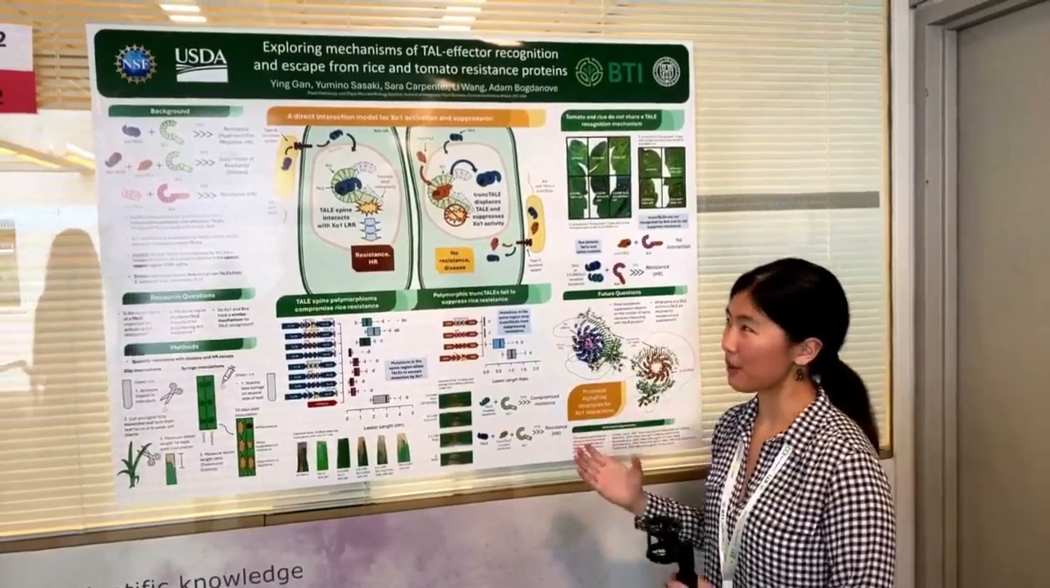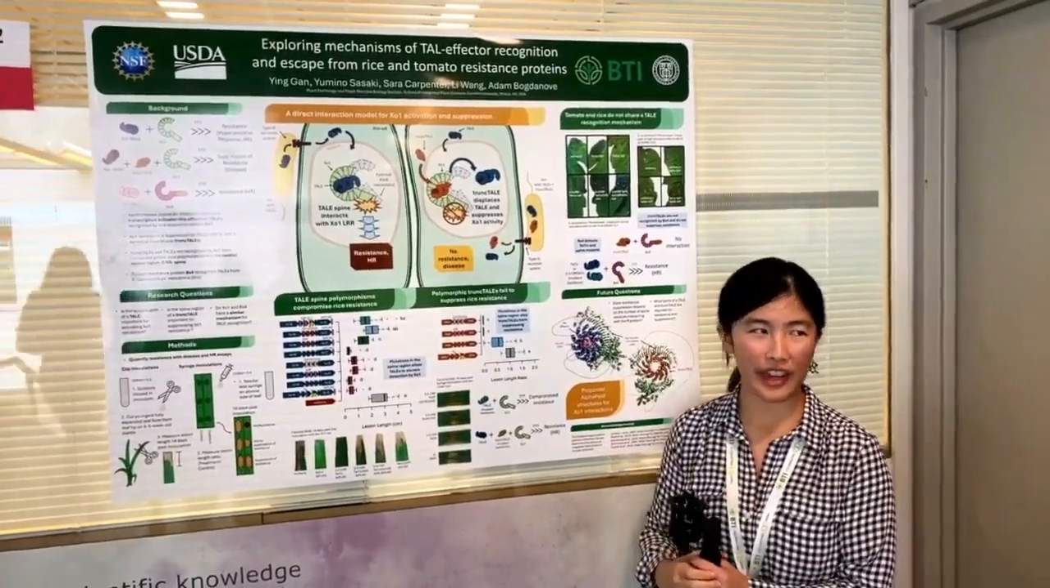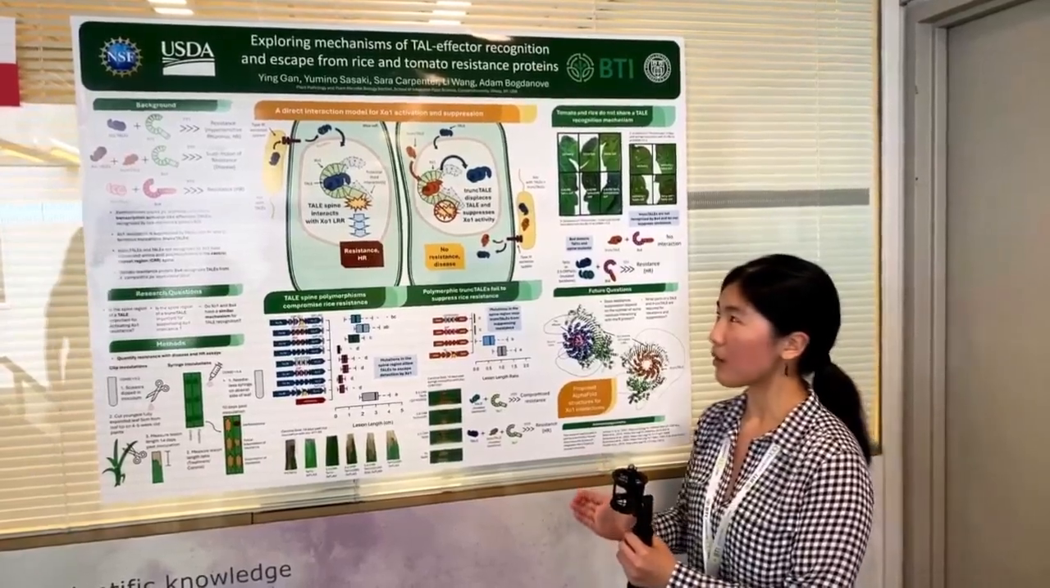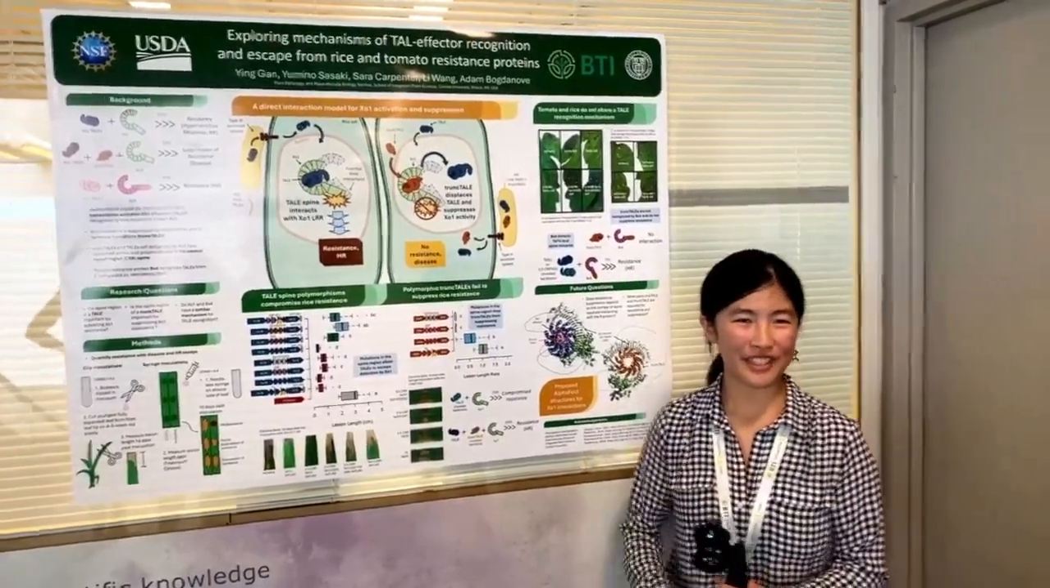I would like to propose a model in which tails and trunk tails interact directly at the same region with XO1. Do you have any questions?